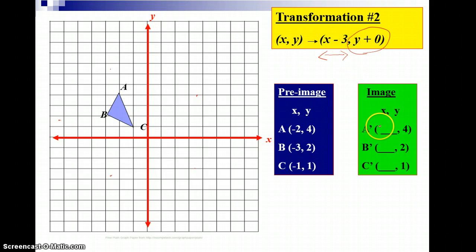-2 minus 3, -3 minus 3, -1 minus 3. Get your new coordinates and then plot them. See if you're right.